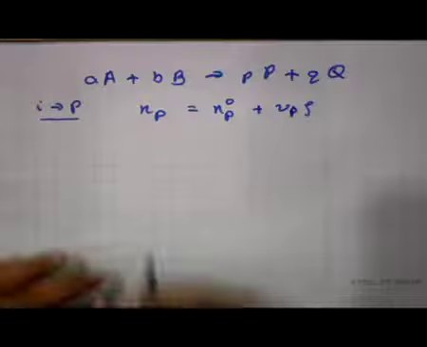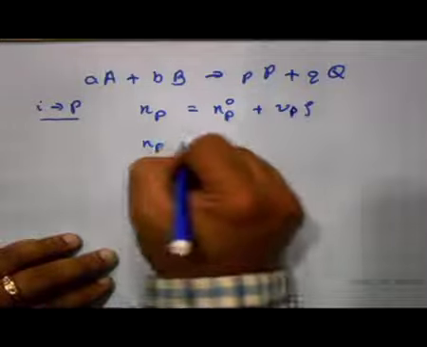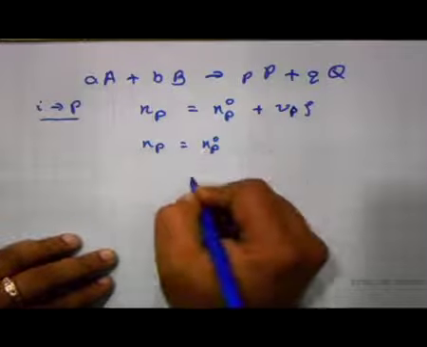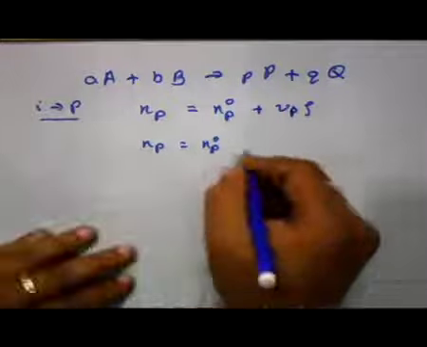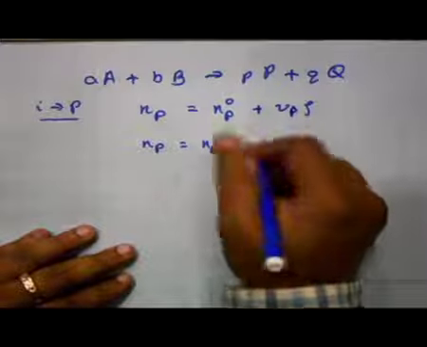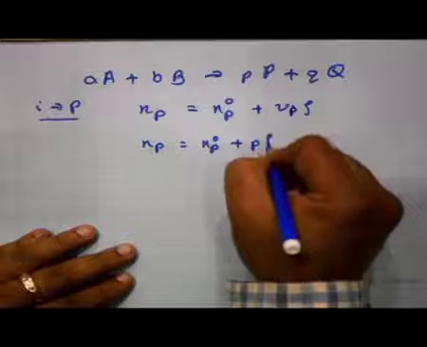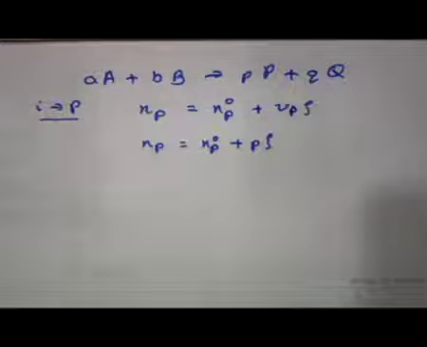Okay. We go ahead and simplify it a little further. So, n_P is equal to n_P0 plus P psi. So, this is where you note the difference between that of a reactant and that of a product.